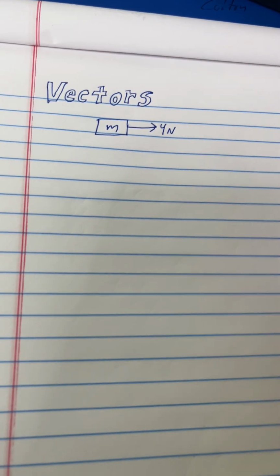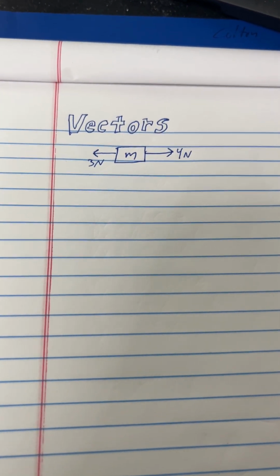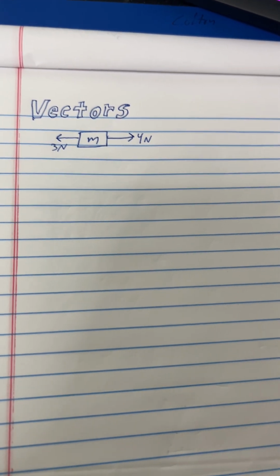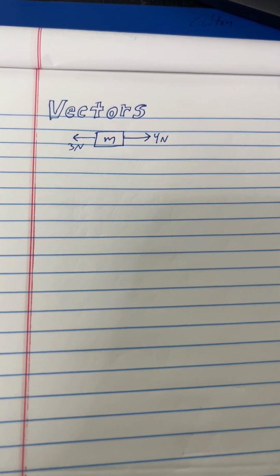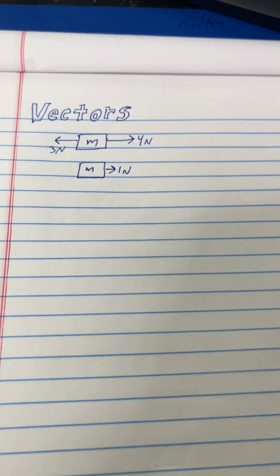and if I had a force of 4 newtons to the right, and I had 3 newtons to the left, what's going to happen when I add those two vectors or add those two forces that are acting concurrently, or at the same time, on that mass? Well, this is 4, this is 3. We can easily see that the resultant, which means the answer, is going to be 1 newton to the right.